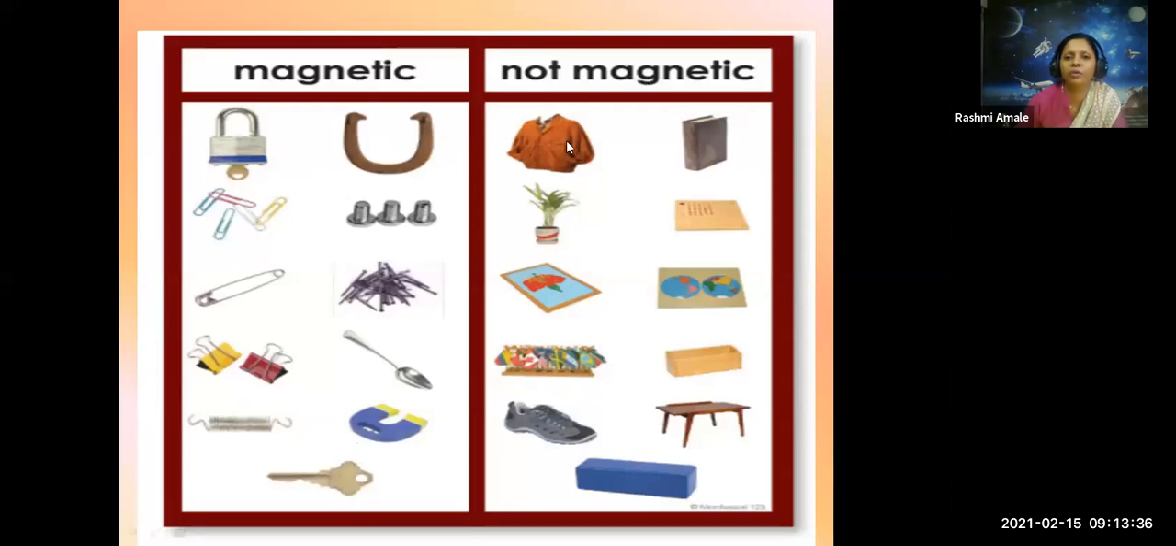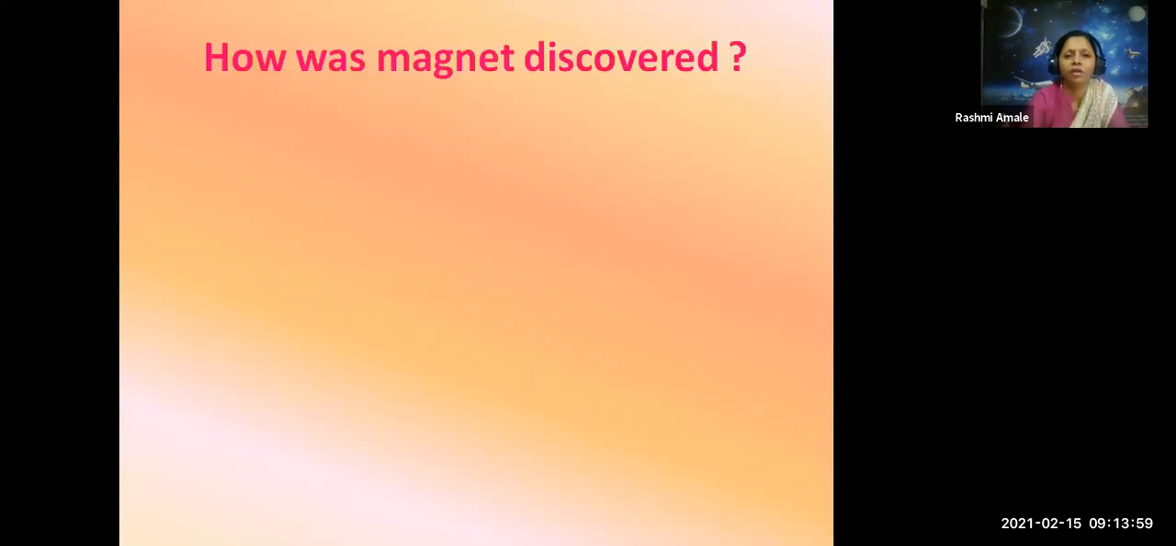And in non-magnetic you can see clothes, book, plants, cardboard, again another cardboard, globe, shoes, a desk, wooden table. So all these are non-magnetic materials. So I hope students it is clear with you what are magnetic materials and what are non-magnetic materials. So students, one question might have come to your mind, how was magnet discovered? So there is a story behind this.